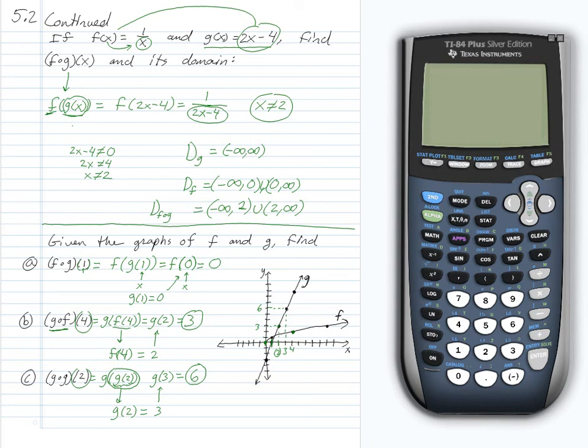Okay, so you should have all of the tools necessary to tackle the problems out of this homework set. Go ahead and take a look at those and bring any questions you have to class.